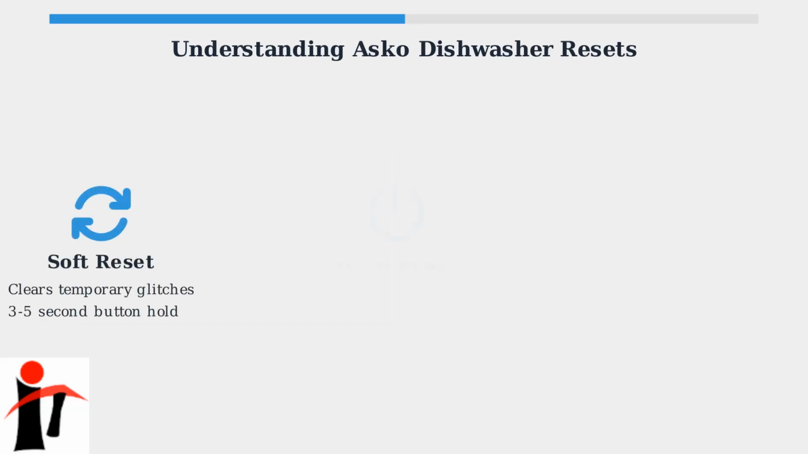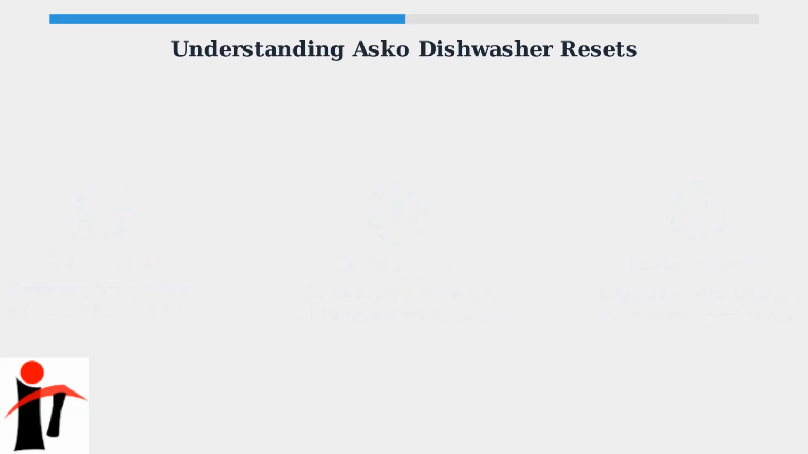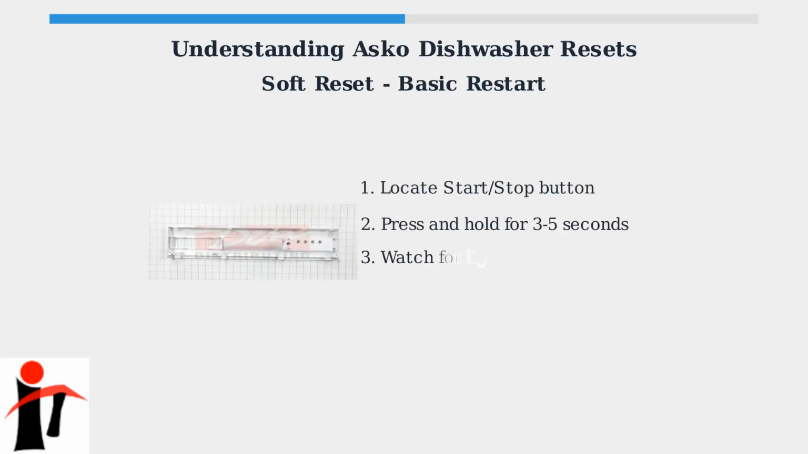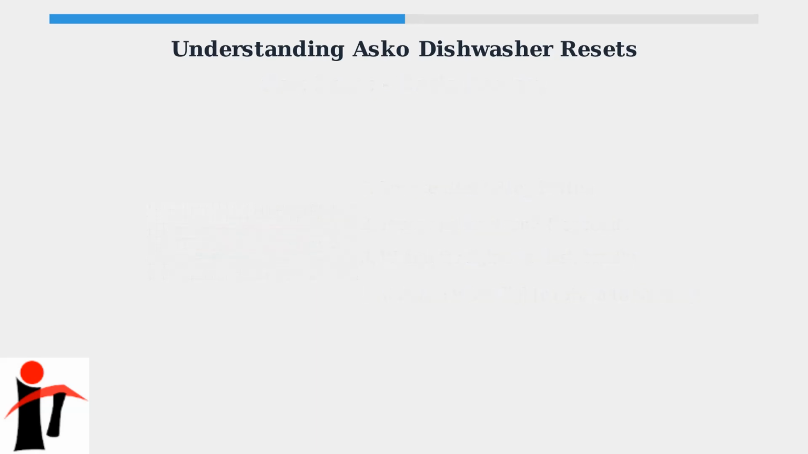The three main reset types are soft reset, hard reset, and factory reset. Each serves a different purpose and addresses specific types of issues. Let's examine each reset method in detail. The soft reset is the most commonly used method and should always be your first troubleshooting step.